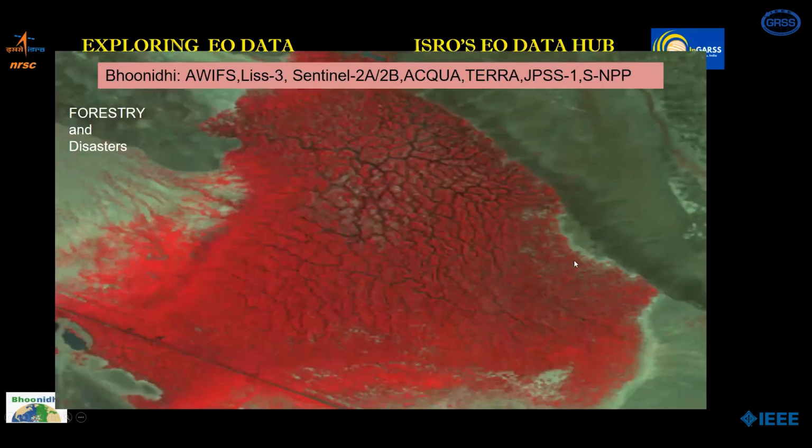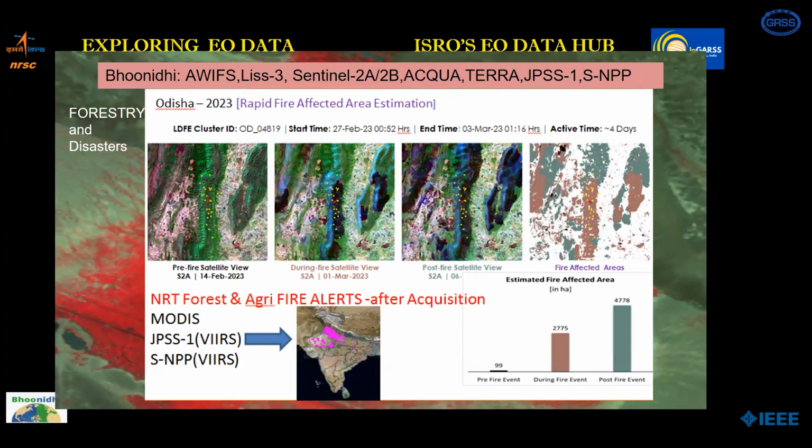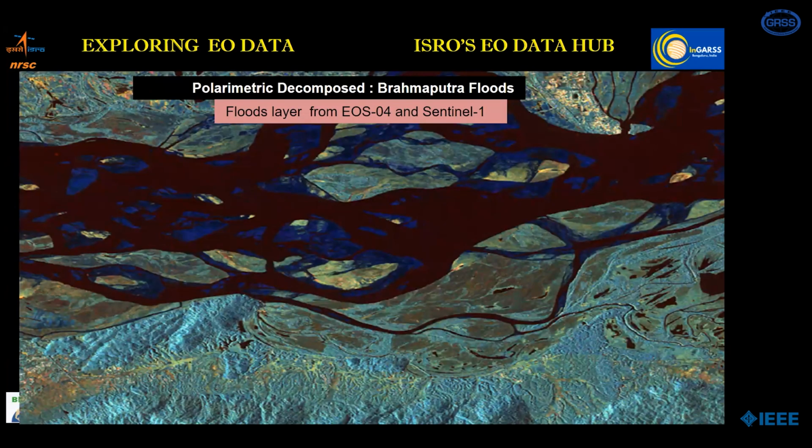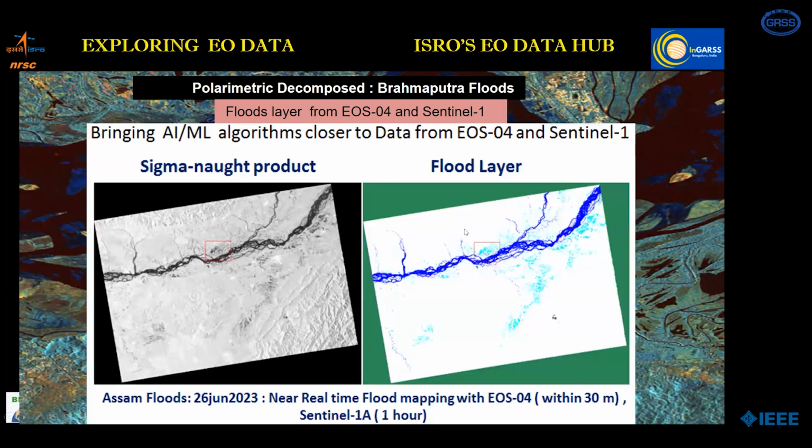during the season. Now coming to forestry and disasters, our data of AWiFS and Cartosat-2S are being used for forest mapping, as also for disasters, forest fires, to do rapid affected area estimation, and also in near real time, agri fire alerts are being given from MODIS, GPS-1 and Suomi NPP. So these are the different applications which are being generated from the data. And from EOS-01 and EOS-04, the polarimetric decomposed products are being used to assess the floods, and the flood products are now getting generated in automation, thereby reducing the time for flood map generation from EOS-04.